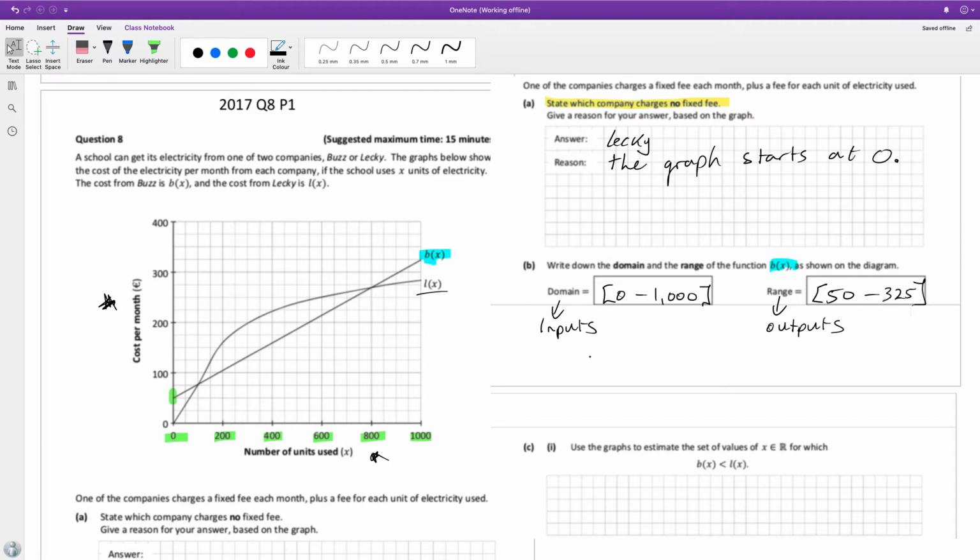That's their inputs. So everything we've learned so far, we're just putting it into real life context. That's what we're going to do today. Everything we've done on functions and algebra so far. Off you go and see if you can figure out what part C wants us to do. Use the graph to estimate the set of values for which Buzz, what does that symbol mean here in the middle? Less than. For which Buzz is less than Lecky. So try to figure out what that means.